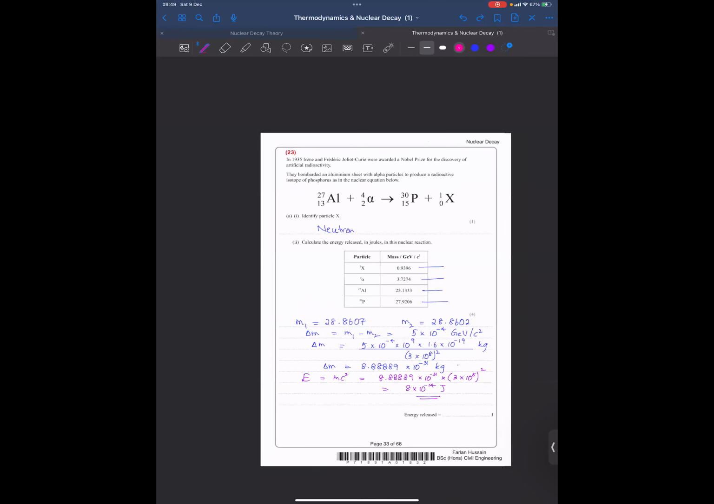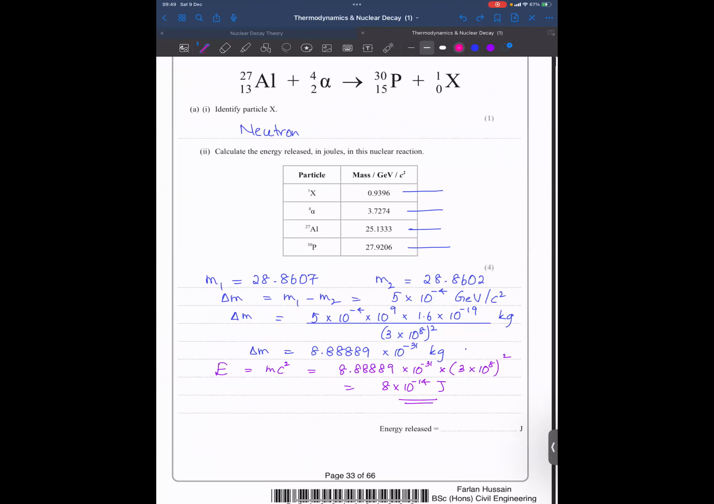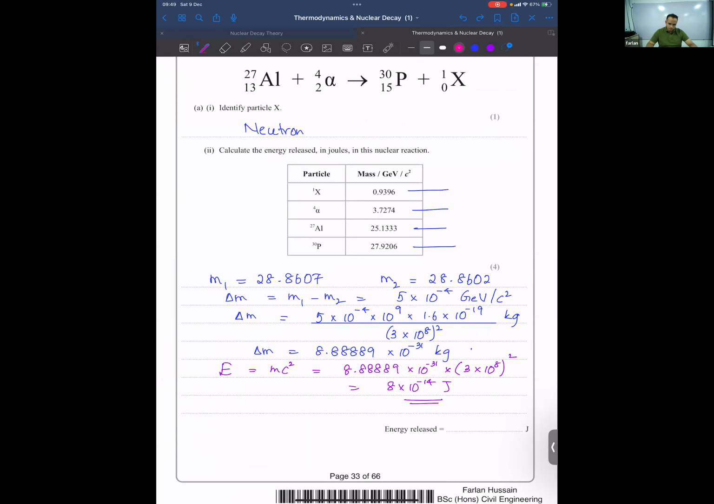Right. Guys, the next part. Without converting the mass to kilograms, can we get the energy in giga electron volts and then convert to joules? Yeah. If you just take the mass defect, then it will be in giga electron volts over c squared. So the energy corresponding to that will be the energy in giga electron volts. Then you convert it into joules. Yes, that is also correct. You will get the same answer.